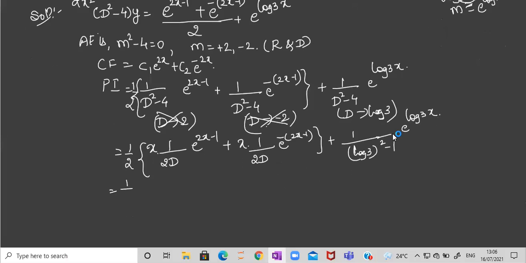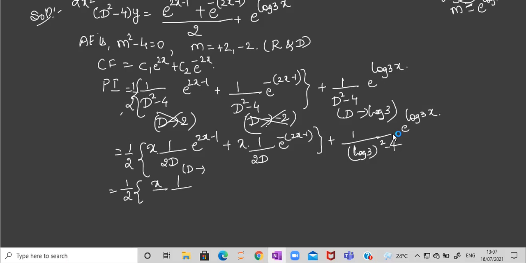Okay, just observe here. This d has to be replaced. Log 3 square minus 4, not 1, minus 4, yes, you are correct.